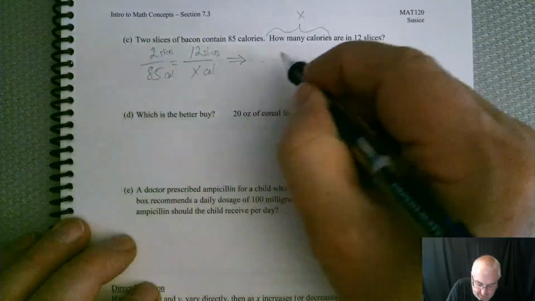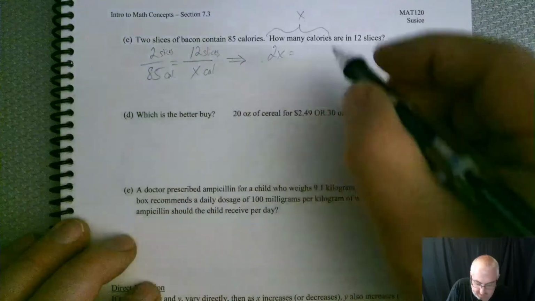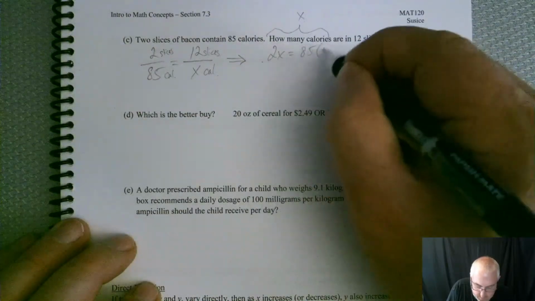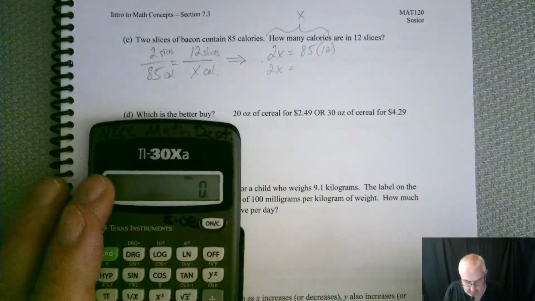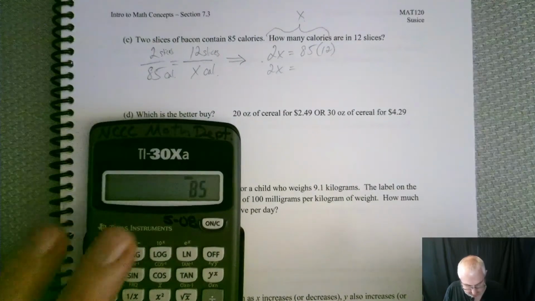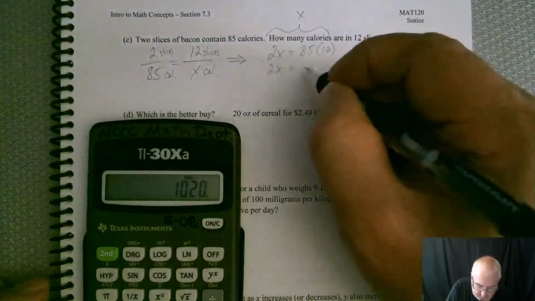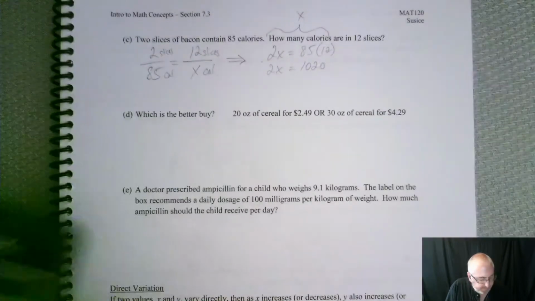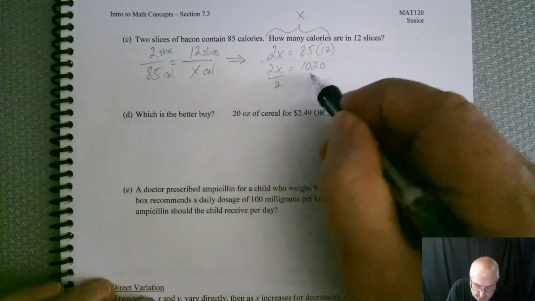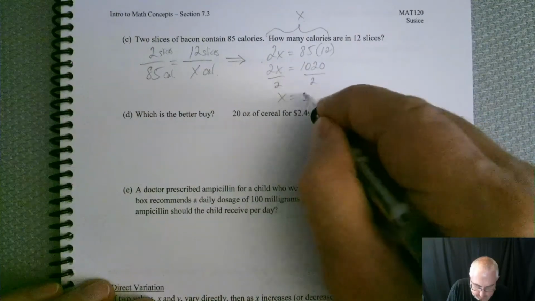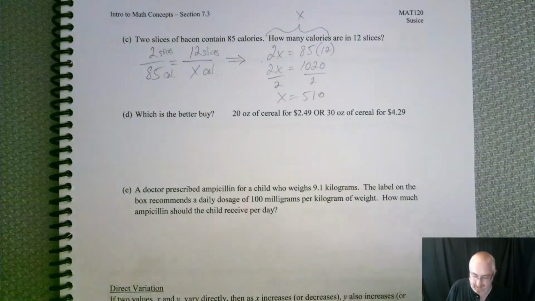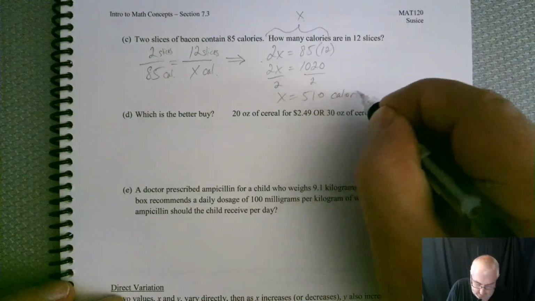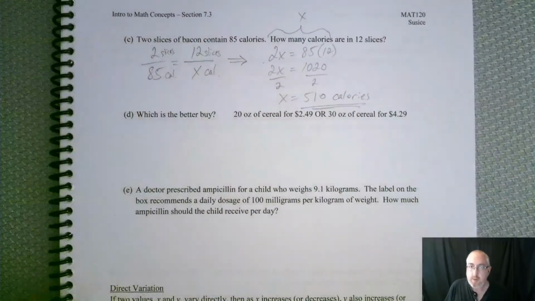So we got the 2 times the x, we got the 85 times the 12. So 2x equals, and I'm going to make sure I do it right. So what's that going to be? 85 times 12 equals 1020. So now we can get rid of the 2. So x equals 510. So 510 what? 510 calories. Yeah, don't forget those calories. So think about that next time you eat 12 slices of bacon.